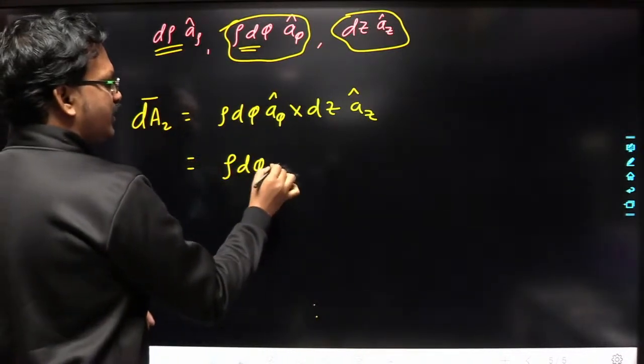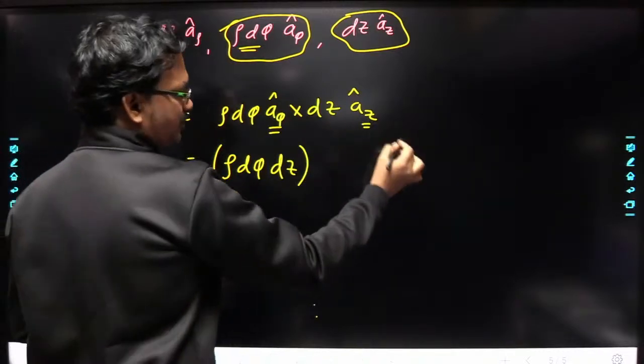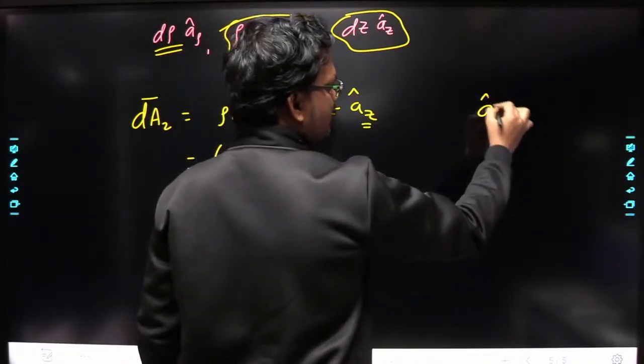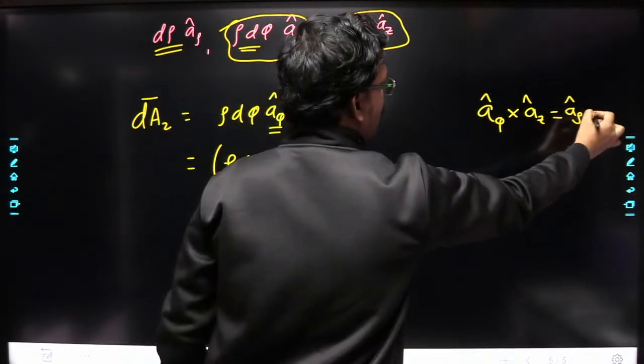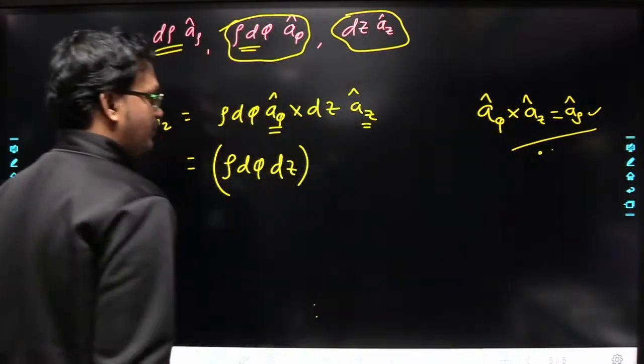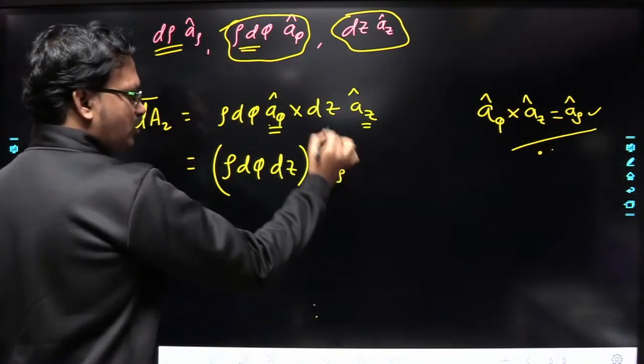If you do this, what you are going to get? Rho d phi dz into a phi cap cross az cap. What is a phi cap cross az cap here? A phi cap cross az cap is equal to a rho cap. So here a phi cap cross az cap, you will get a rho cap.